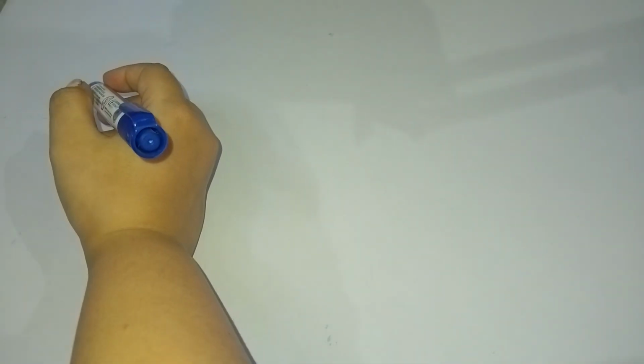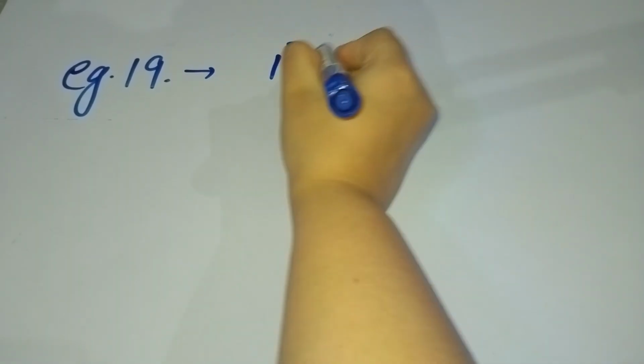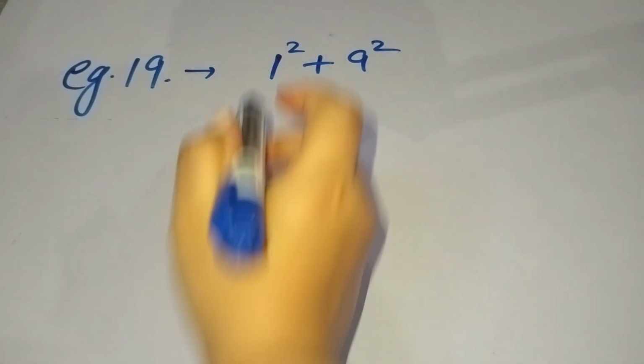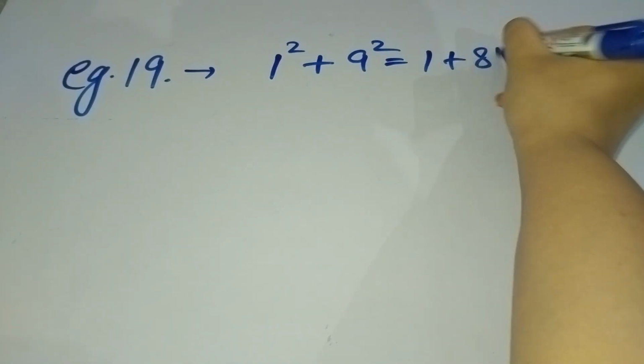Let's start with number 19. So we will square each of its digits and then add them. So see, 19, the digits are 1 and 9. We'll square the digits and add them. So 1 square is 1 and 9 square is 81.